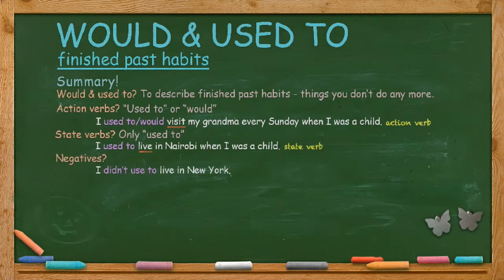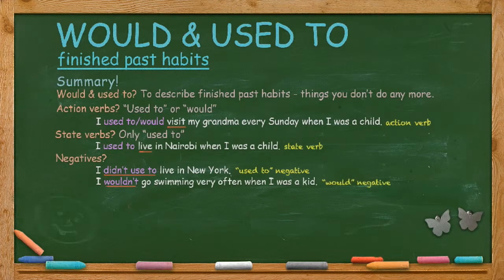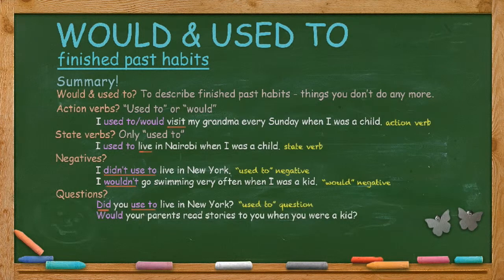And here are the 2 negative forms. I didn't used to live in New York City. That's the used to negative. And I wouldn't go swimming very often when I was a kid. The would negative. Questions. Did you used to live in New York? Did with used to forms the used to question. And would your parents read stories to you when you were a kid? Would followed by your parents, the subject, for the would question.